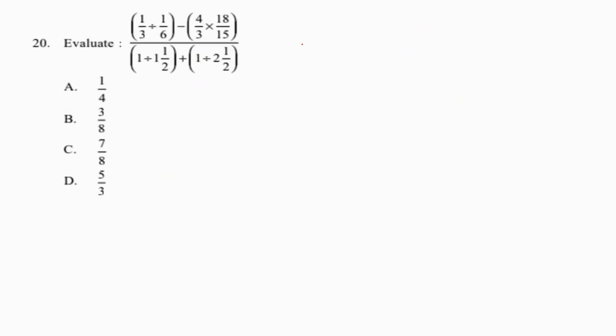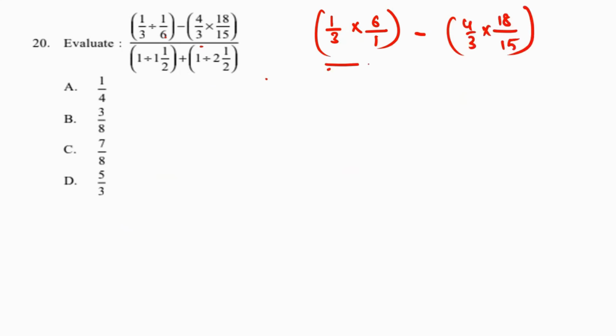Next, moving on to question number 20. Evaluate 1/3 divided by 1/6. Division of fractions is not possible directly, so we reciprocate. That becomes 6/1 minus 4/3 multiplied by 18/15. It stays over here. The whole is divided by 1 multiplied by 1/2, which is 2 plus 1, 3/2, which again we reciprocate and it becomes 2/3.